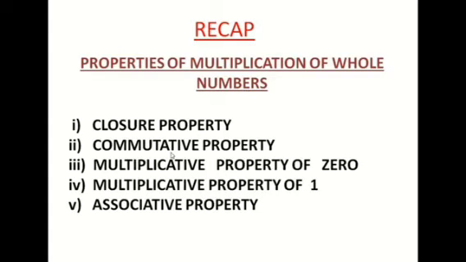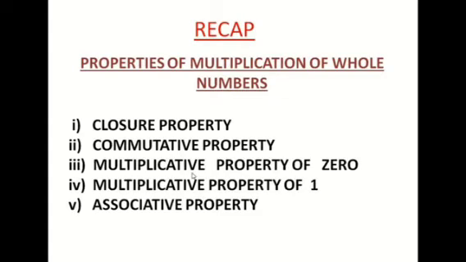Second property we explained, commutative property of multiplication. According to this property, change in the order of whole numbers doesn't alter their product. What we have written in the general form, can you remember? If we take two whole numbers as A and B, we can write A into B equals to B into A.